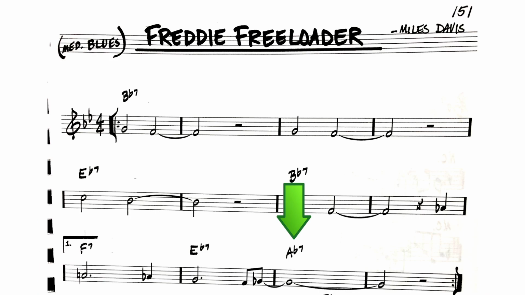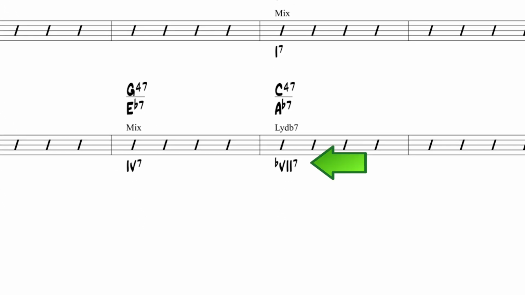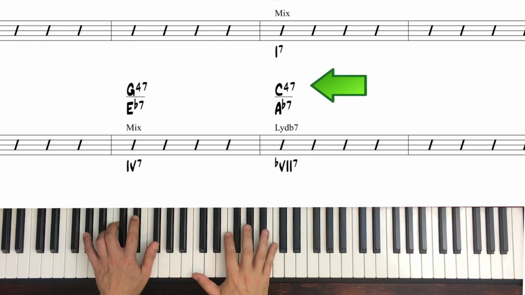Lastly, the A-flat 7 at the end allows the use of our upper structure, as we've mentioned before, because it's the flat 7-7, which takes Lydian flat 7. So we can play a C4-7 over A-flat 7, which works great.